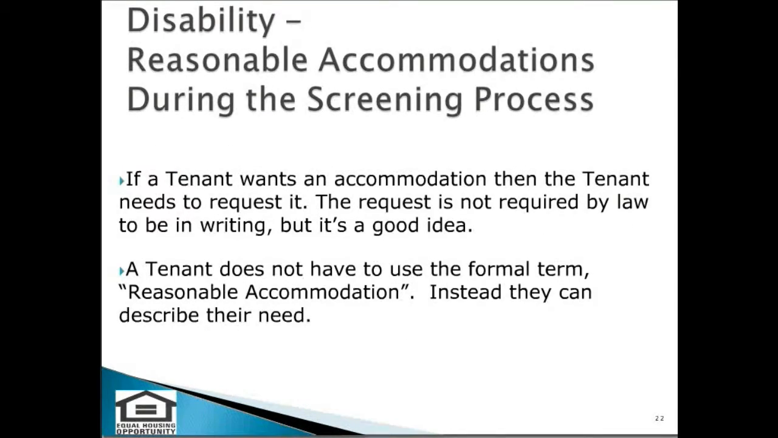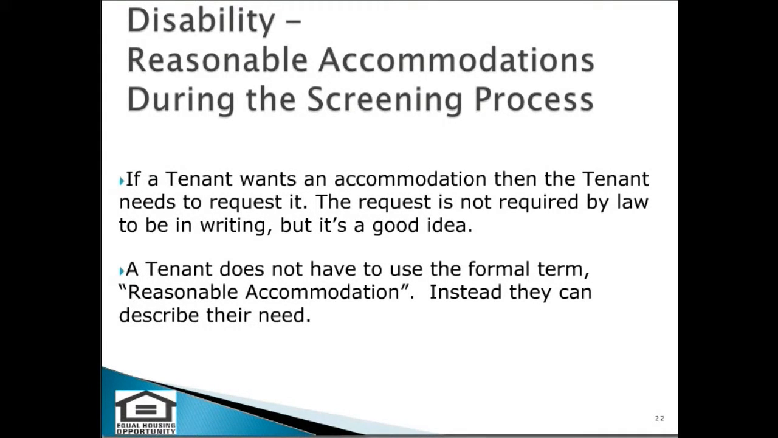If a tenant wants an accommodation, then the tenant needs to request it. The request is not required by law to be in writing, but it's a good idea. A tenant does not have to use the formal term reasonable accommodation. Instead, they can describe their need, and you as a professional should understand they are requesting an accommodation.